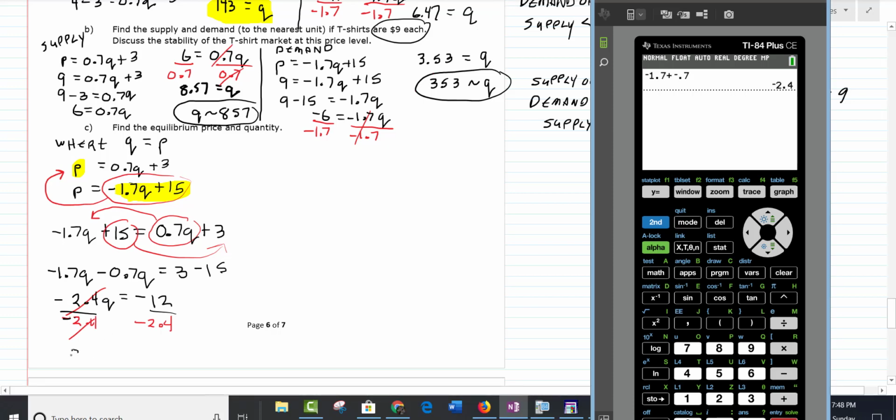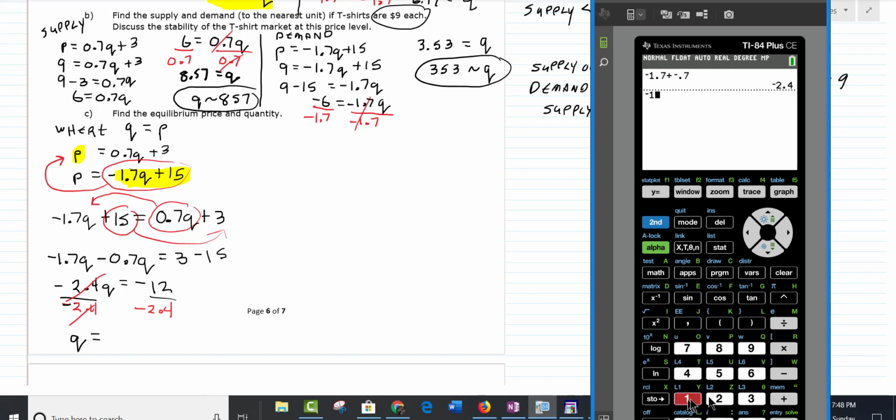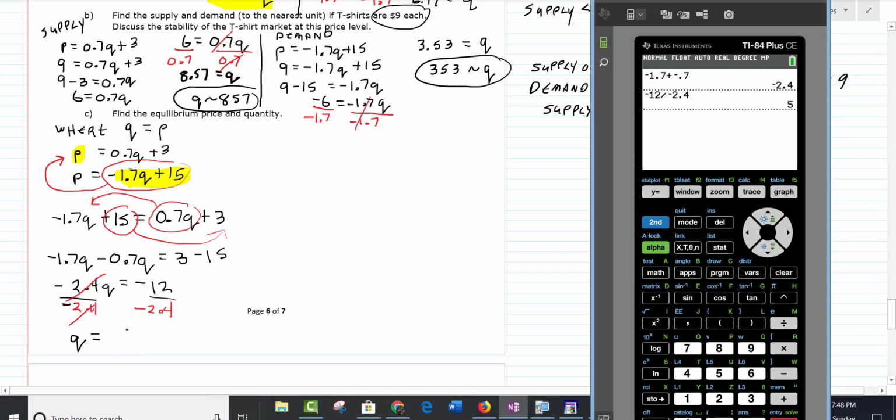This will give us what we call the equilibrium quantity. So I'm just going to take the negative 12 and divide that by negative 2.4, and that gives 5. Now remember that quantity was in hundreds, so really this is 500 items is what your quantity is. Okay. Now what we're going to do now is we're going to find P.